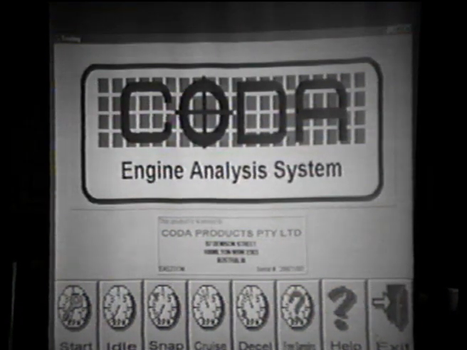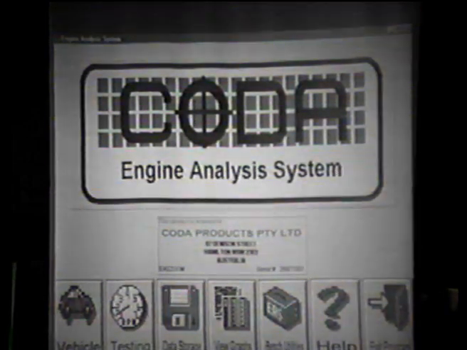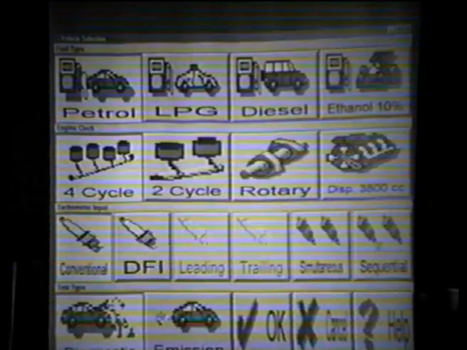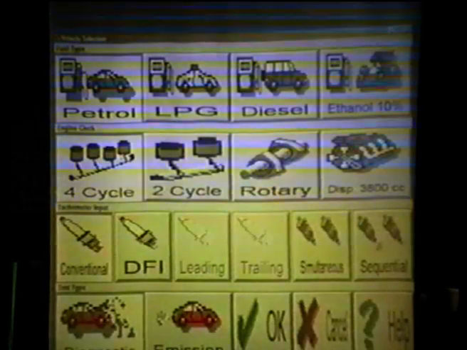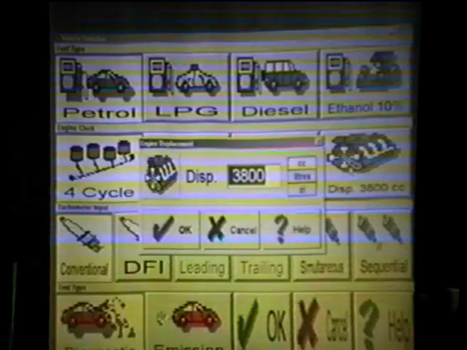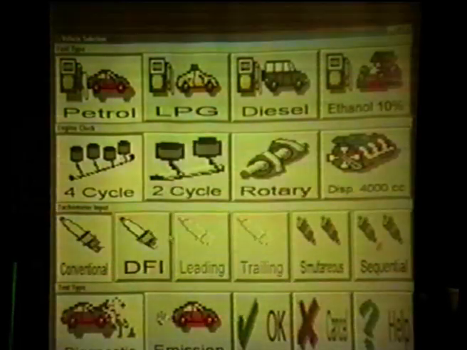Alright, we'll get out of here. Just show you that, turn the surge off. So what do we decide this was? What do we say this was, a 3.9 or a 4 litre? Looks like 4 litre. Pick a number. Okay, got petrol, that's it, finished.